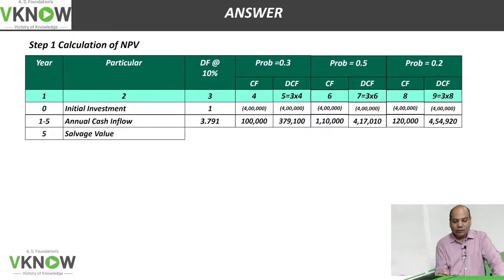And fifth year, write down salvage value. Fifth year discounting factor.